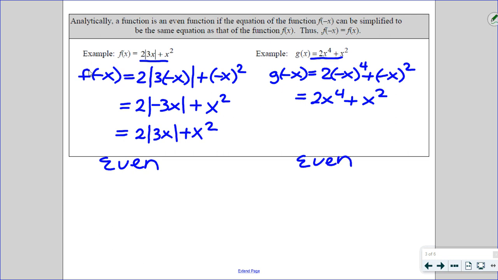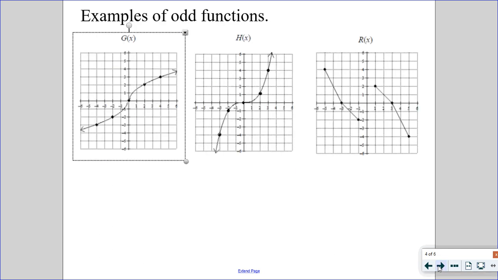Now I do want to show you a little trick with polynomials. G of x is a polynomial. You can just look at the exponents. If all of your exponents are even, then the function is an even function. So that's a little shortcut with the polynomials.